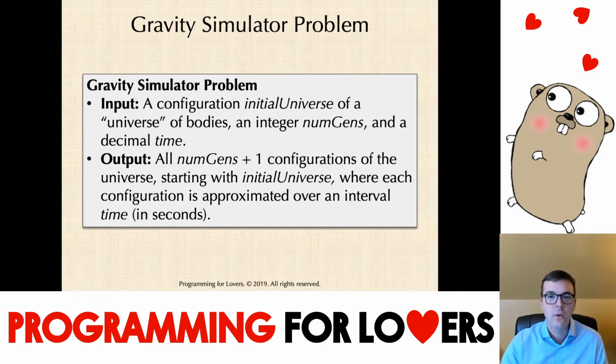I want to think about this as a computational problem, though. So what might be the input? What might be the output? And our input here might be an initial configuration of a universe of bodies, the number of generations that we want to simulate the system for, and maybe some decimal number time. And that time is going to tell me the interval. So after how much time should I update the system?